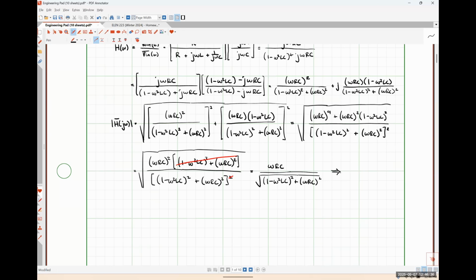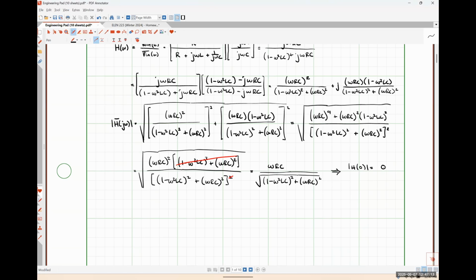So let's look at what happens when we're looking at H at 0. At an angular frequency of 0, our numerator looks like 0, and then we have 1 minus 0 plus 0. So that's just 0 over 1. So at very low frequencies, we have 0.